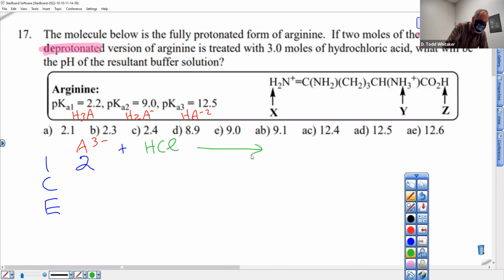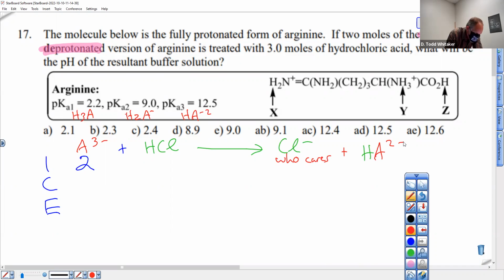What does HCl become when it loses an H plus? Loses H plus, proton. Cl minus. Who cares? Cl minus will not affect any pH problems because it's a terrible base. But more importantly, what did A3 minus become? HA2 minus? Yes. She said HA2 minus.